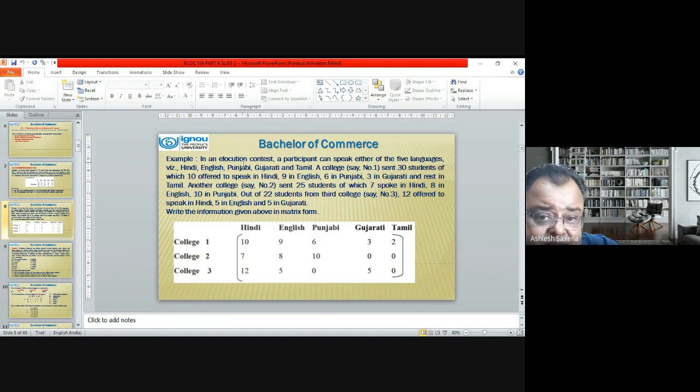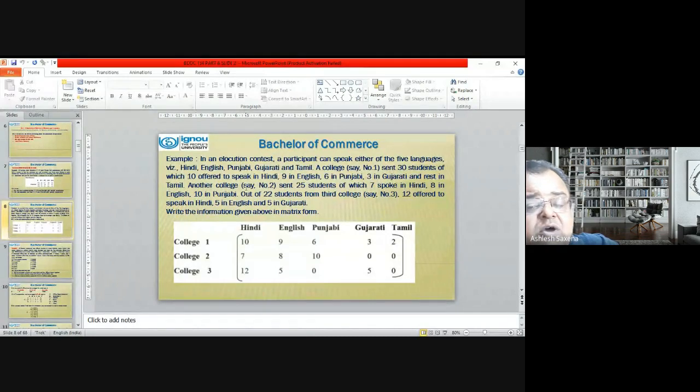Now, from this, we will be allocating this information in matrix form. Straight away it says that from college 1, they are sending 30 students. Now 30 students will be divided among the five languages. So 10 offered Hindi, so straight away in the column of Hindi we will write 10. 9 in English, we will write 9 over here. 6 in Punjabi, 6 over here, 3 Gujarati, 3 over here, and the rest in Tamil. So we will add up these numbers and subtract from 30, so we will get 2.